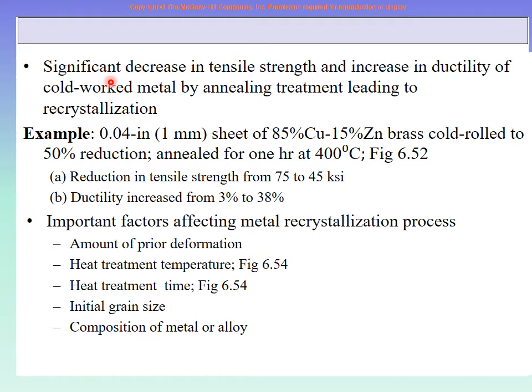So strength will be more, but it will have long grains, so they do annealing, for 1 hour at 400 Celsius. Therefore you will see that some things will happen. Let us go to the figure.